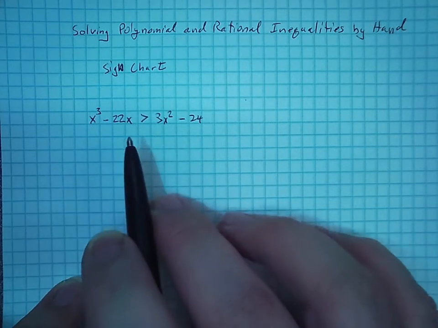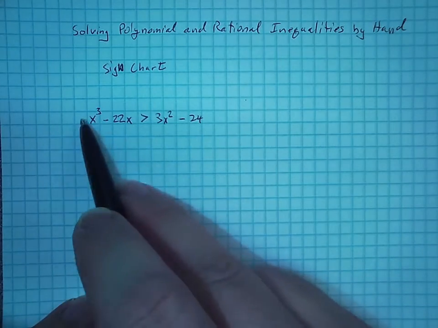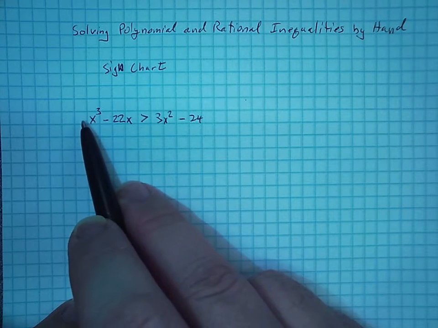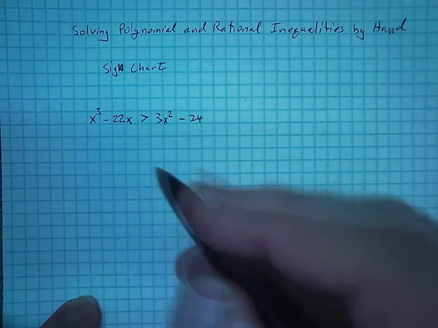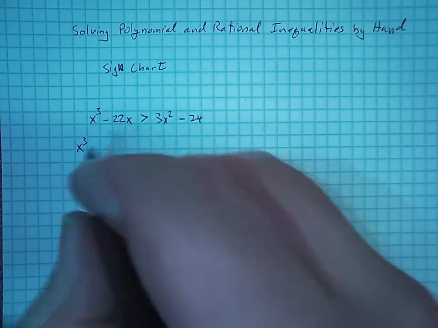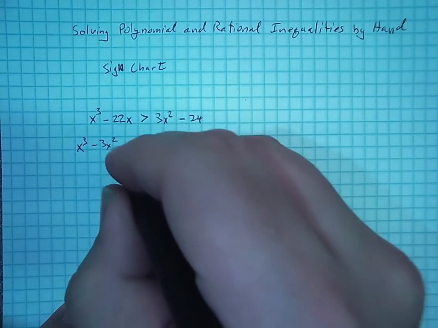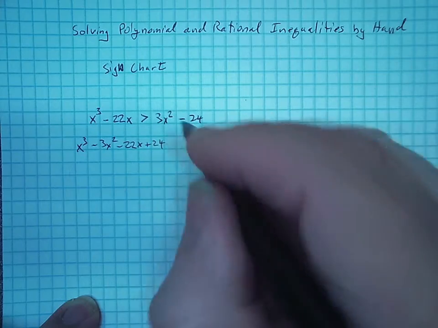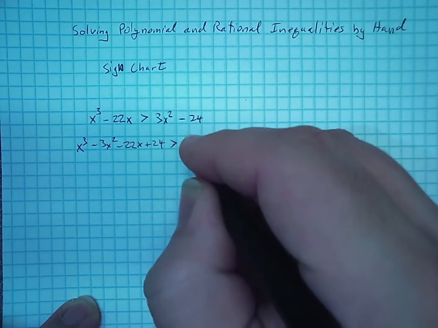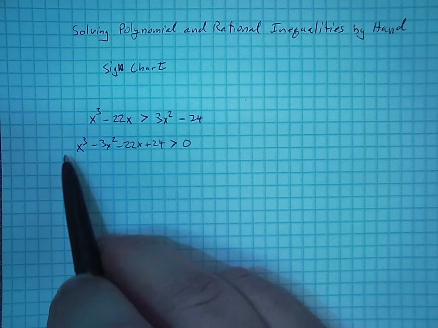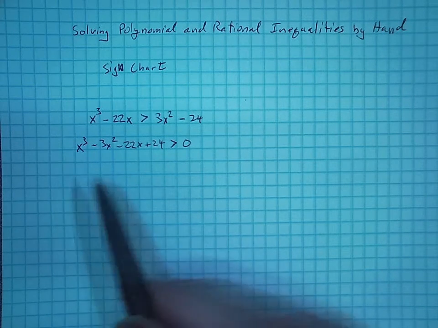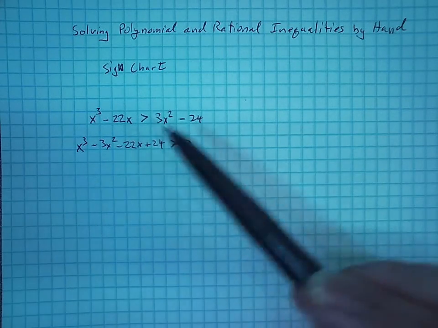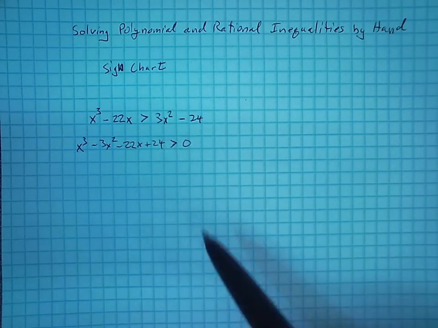I'm going to always head toward the side of the inequality that will make my leading coefficient positive. So since x cubed is positive on the left, I'm going to move everything to the left. So x cubed, I'm going to subtract 3x squared. I already have minus 22x, and I'm going to add the 24, and that leaves me with greater than 0. Part of the reason I like to have the positive leading coefficient is this way I know I'm not going to need to multiply by a negative on both sides, which would flip my inequality.